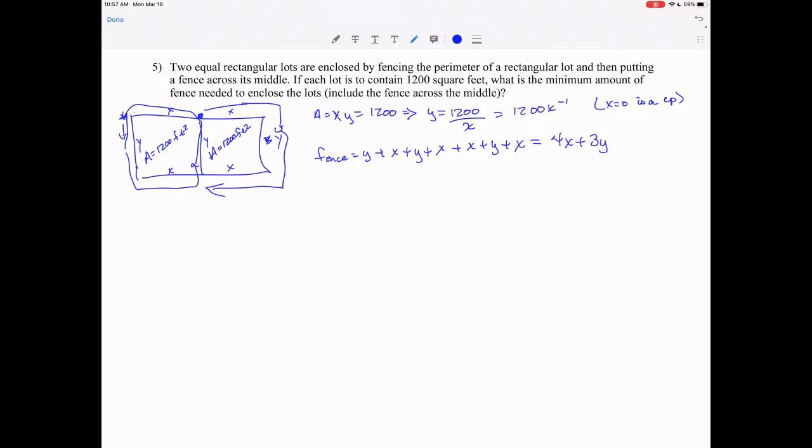All right? Now I'm going to put y into there. So f of x is going to be 4x plus 3 times 1,200x to the negative 1. Okay, so I have that. So that is my function that I want to minimize. So I want to minimize this. Okay, so I'm going to find f prime.